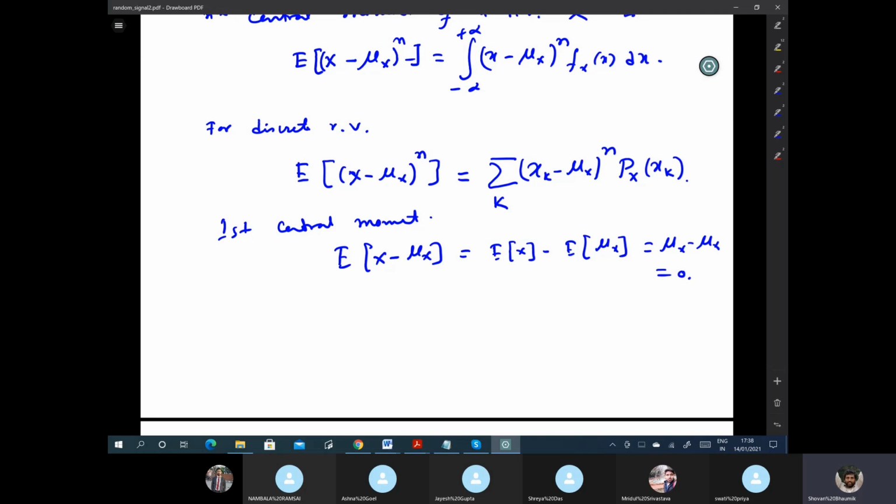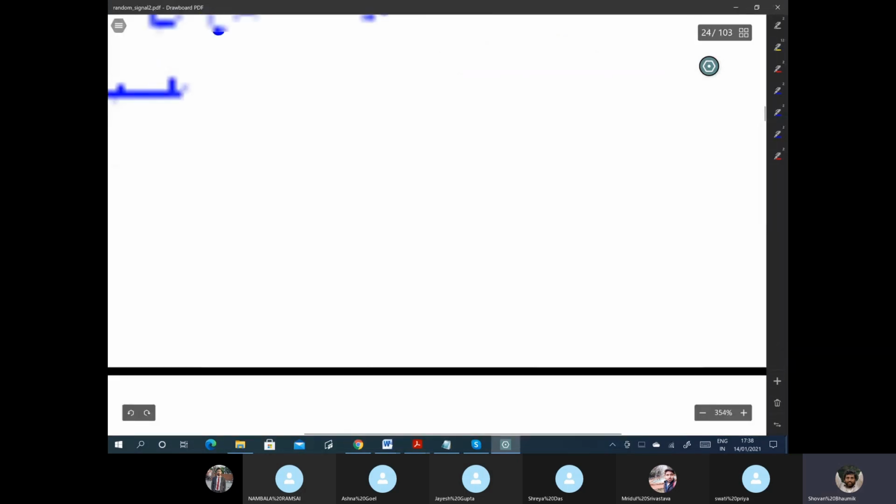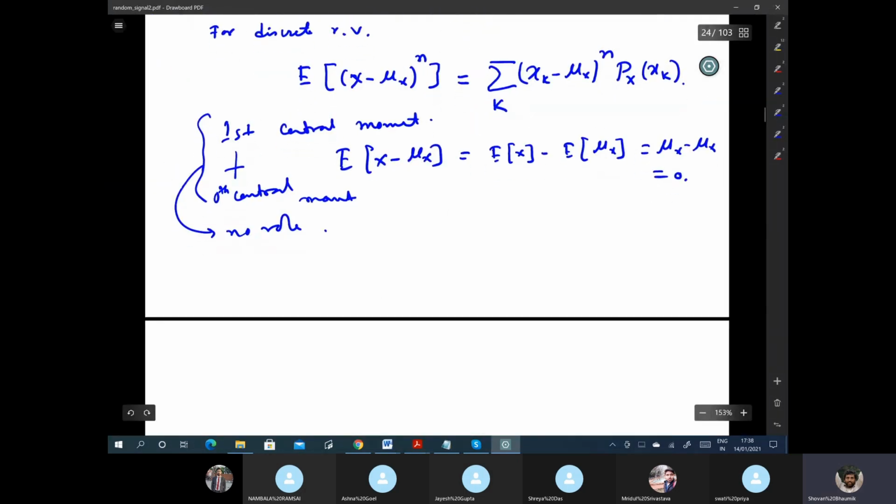So if we consider the central moments, the first central moment and the zeroth central moment play no role. Why do these two have no role? Because they are always fixed. The zeroth central moment is always 1, and the first central moment will always be 0. So these two are fixed and do not play any role. Which one will play a role? The variance, or the second central moment, will play the role first.